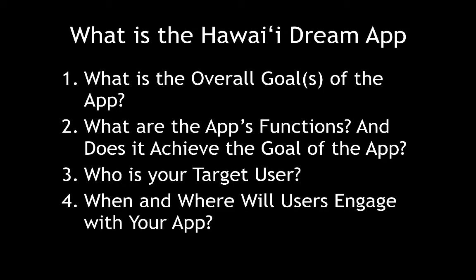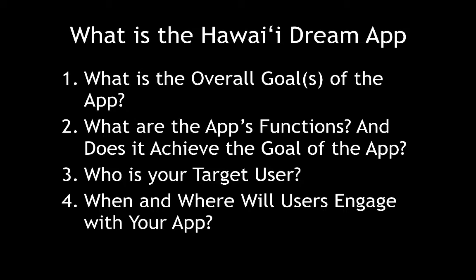The wireframe process begins by making sure you are able to answer these basic questions about your app idea. By now, you should have revised your assignment number 5 answers, so you've had some practice with answering these questions already. I went ahead and answered these questions for the Hawaii Dream app as another example of this thought process. What is the overall goal of the Hawaii Dream app? The overall goal of the app is to allow tourists visiting Hawaii to browse places of interest and save those places of interest into their itineraries all within the app.